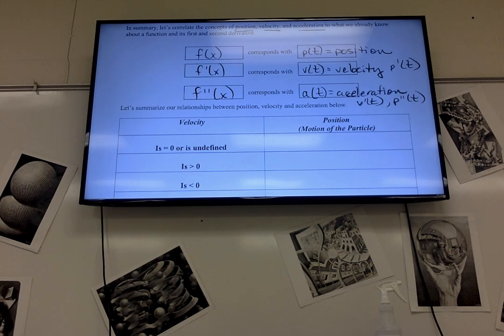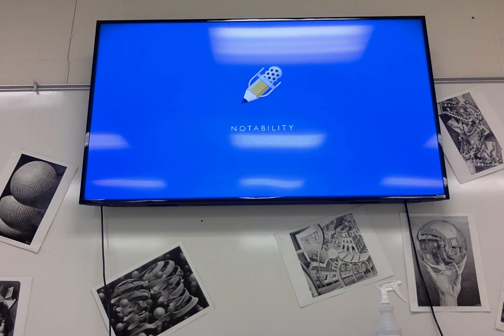What happens if velocity is undefined? Velocity would be the first derivative, undefined. Yeah. So if it's undefined or zero, what happens? It's not moving. When the first derivative. Now I'm thinking about velocity. A possible max or min. So that's going to be where you have your, we'll talk about it. Is this a later lesson? No, it's coming next.